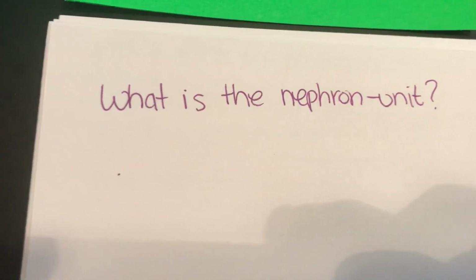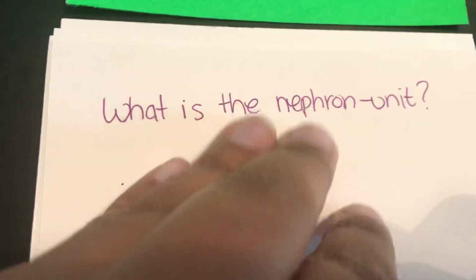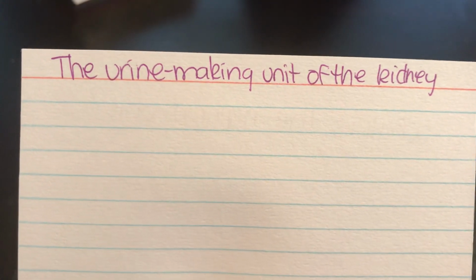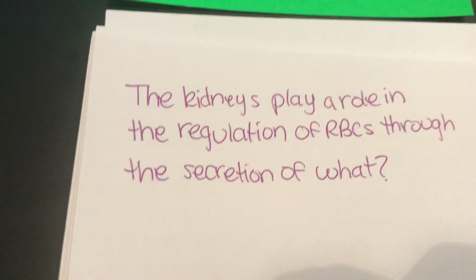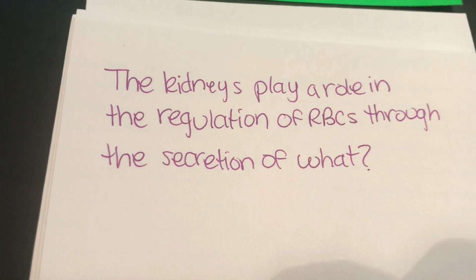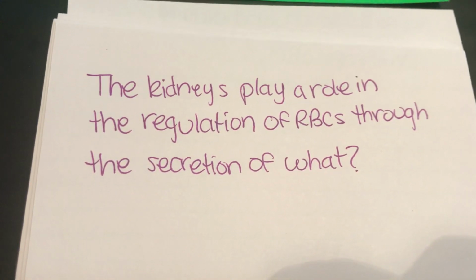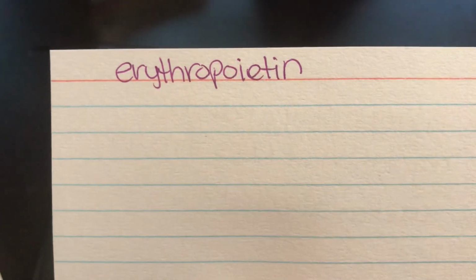What is the nephron unit? The urine-making unit of the kidney. The kidney plays a role in the regulation of red blood cells through the secretion of what? Erythropoietin.